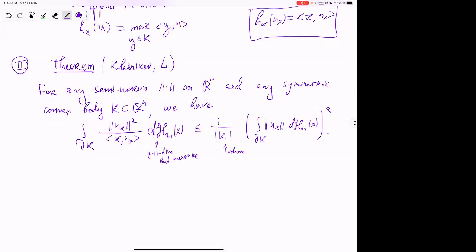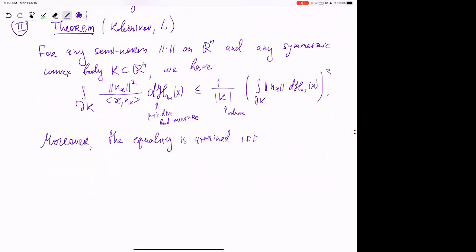And moreover, there are a lot of equality cases here. The equality is attained if and only if, firstly, the semi-norm has a special form: the semi-norm is nothing but the scalar product with some vector theta.